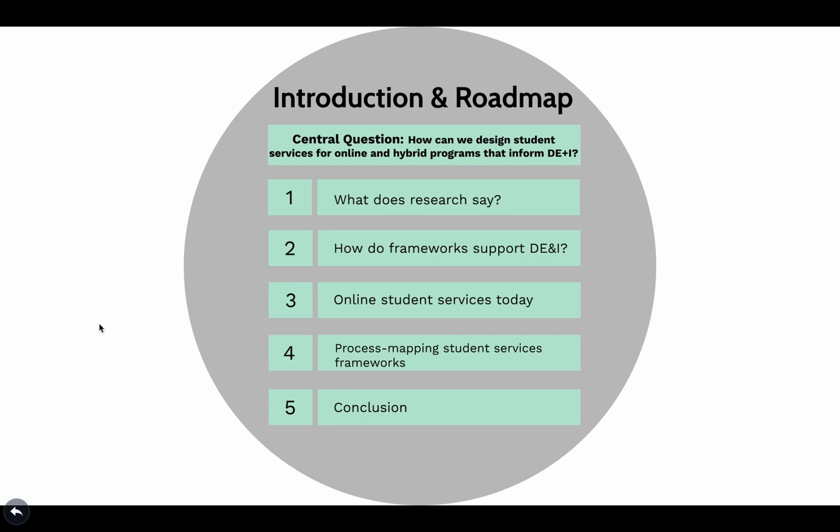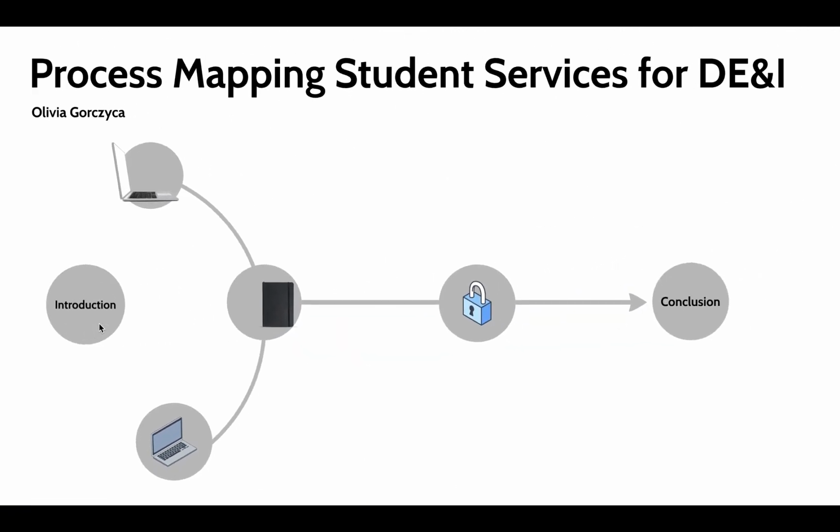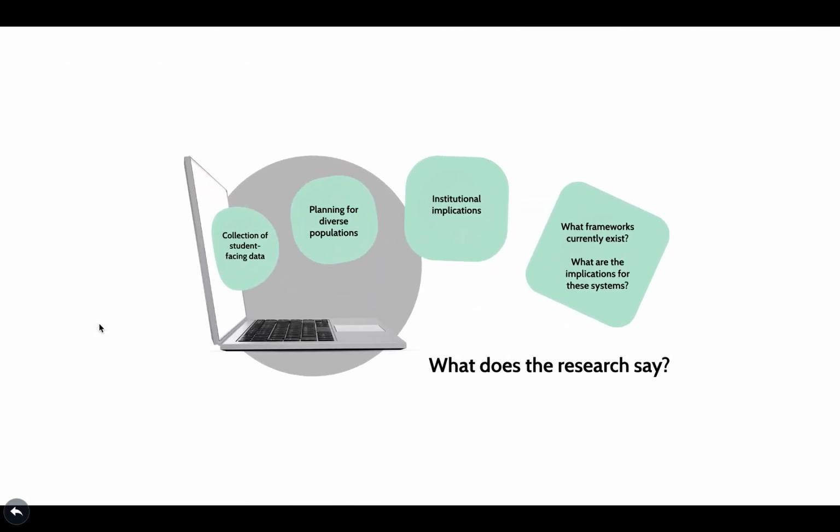So to answer this question, we're going to investigate what research says, how current frameworks support diversity, equity, and inclusion, online services in the modern day, process mapping student services frameworks, and then we're going to come to a nice conclusion. So first, let's start with what the research says on student services.